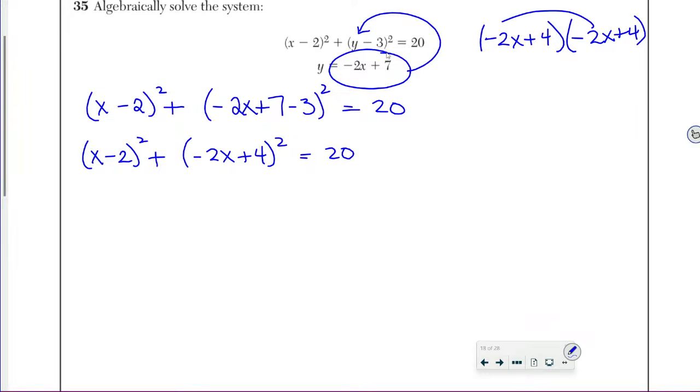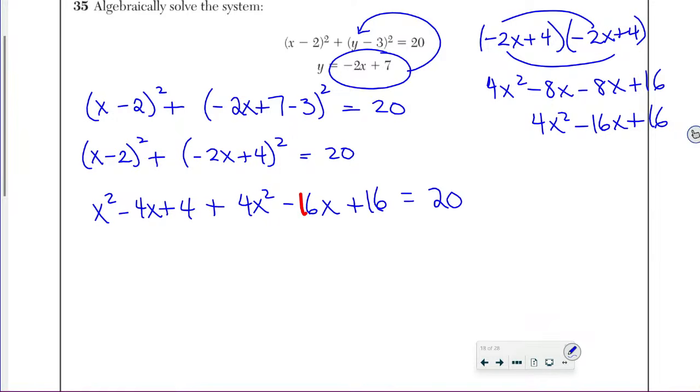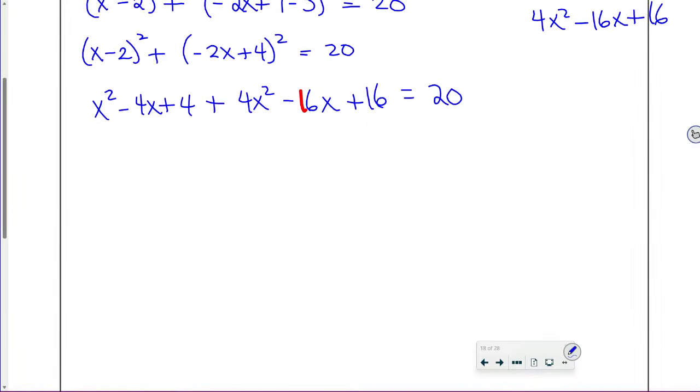-2x times -2x is positive 4x^2. Then I'm going to have -8x and another -8x, and then a positive 16, so all of that is 4x^2 - 16x + 16. All right, so anyway, I'm going to square this one out in my head. That's x^2 - 4x + 4. This is the one that we just did, 4x^2 - 16x, hello red, + 16 = 20. Let's gather up some like terms.